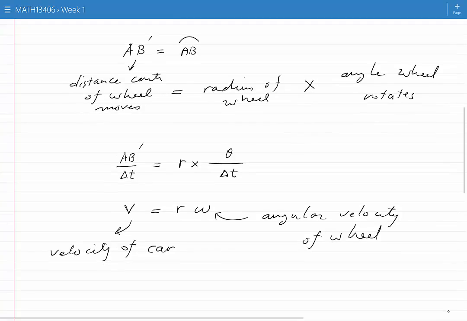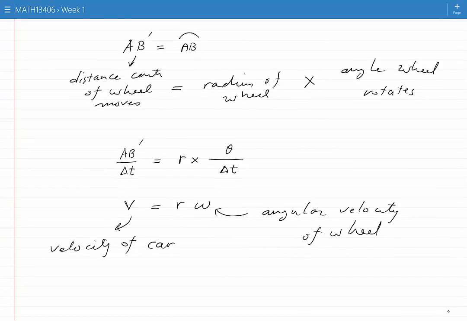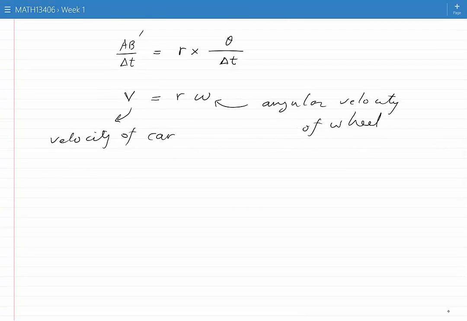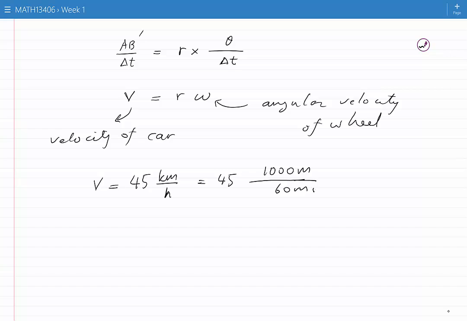Okay, now let's see whether we can calculate the angular velocity from this equation. First of all, let's make sure the units are what we're looking for. The velocity is given as 45 kilometers per hour. This is equivalent to 45. Instead of 1 kilometer, I can write 1000 meters, and instead of 1 hour, I can write 60 minutes. I am keeping minutes because my final unit is going to be RPM, which is revolutions per minute. This is equal to 750 meters per minute.